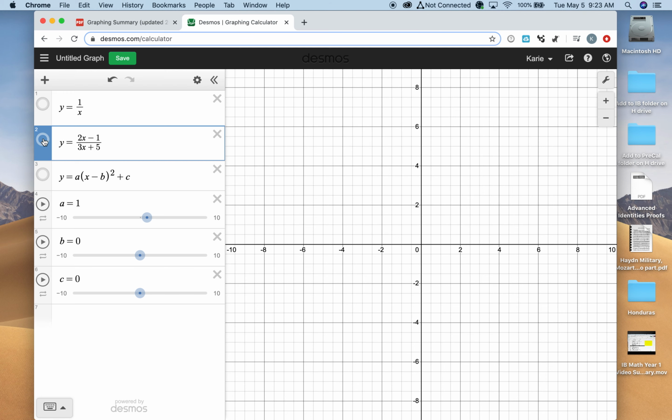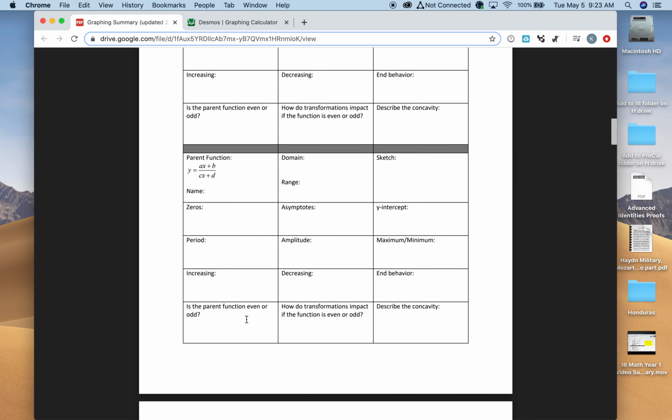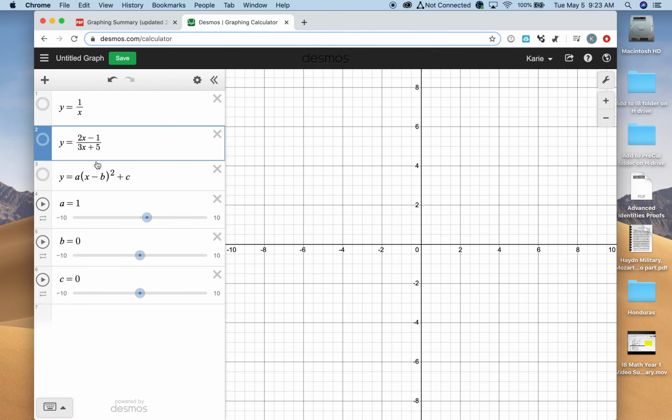Another thing that the chart asks you to do is they say, is the parent function even or odd? Well, if you remember, an even function has symmetry with respect to the y-axis. So anything over here gets folded over here. So this one, this parabola is an even function.